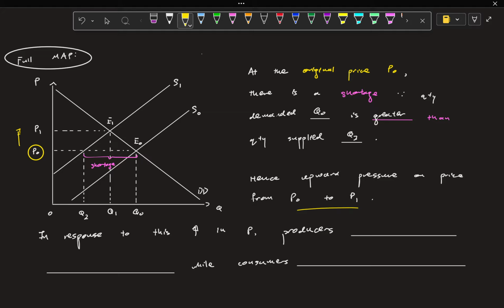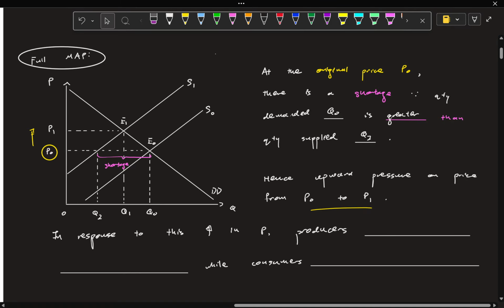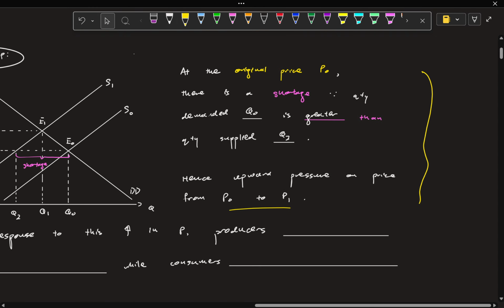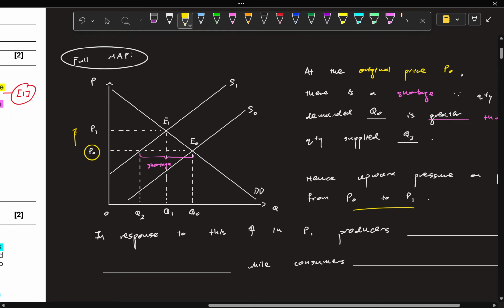Okay, and then that is not all. If you want to write about the full market adjustment process in an essay, this explanation is very, very relevant for your part A essay. You need to talk about how producers and consumers will respond to your increase in price. Because so far, this only tells me how my price goes from here to here. It doesn't tell me why my equilibrium quantity decreases from Q0 to Q1. So I must talk about how this equilibrium quantity comes about.